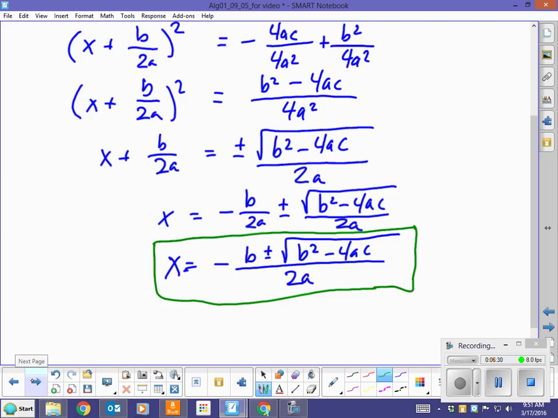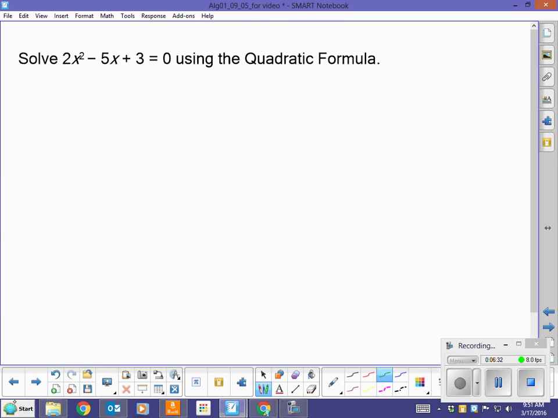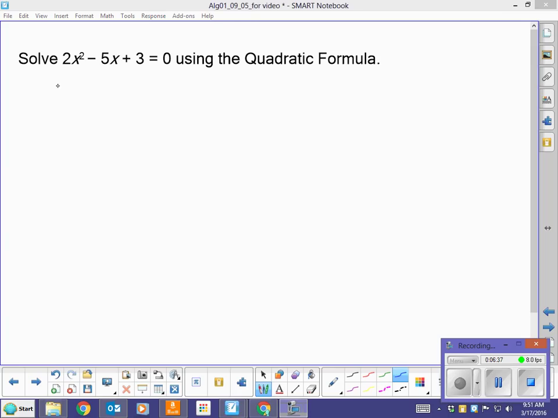That took a little longer than I thought. Okay, so we want to solve 2x squared minus 5x plus 3 using the quadratic formula. So remember, this is ax squared plus bx plus c, where b is minus 5.